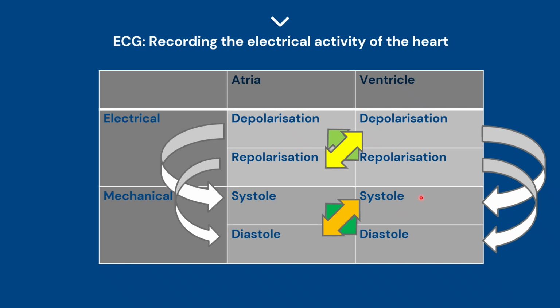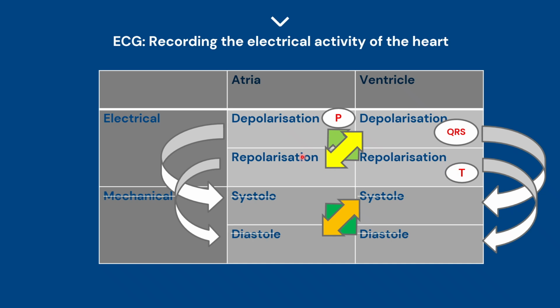So what will the ECG record? Of course, it will not record atrial systole, ventricular systole, atrial diastole or ventricular diastole. So in summary, it will not record any of the mechanical events. But it will record atrial depolarization, which is represented by the P wave, ventricular depolarization, which is represented by the QRS complex, and ventricular repolarization, which is represented by the T wave.